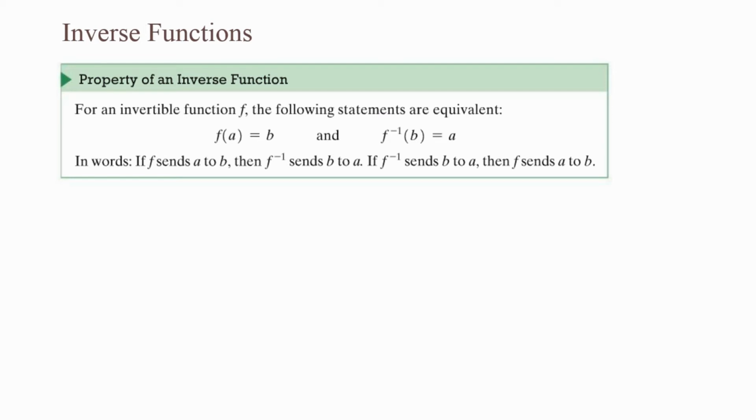Property of an inverse function. For an invertible function f, the following statements are equivalent. f of a equals b, and f inverse of b equals a. If f sends a to b, then f inverse sends b to a. If f inverse sends b to a, then f sends a to b.